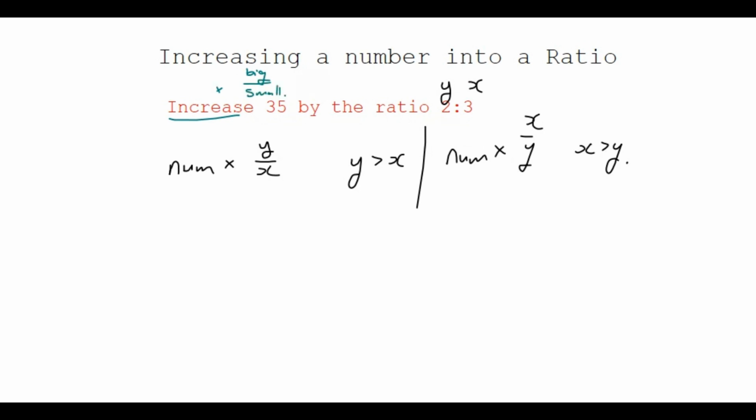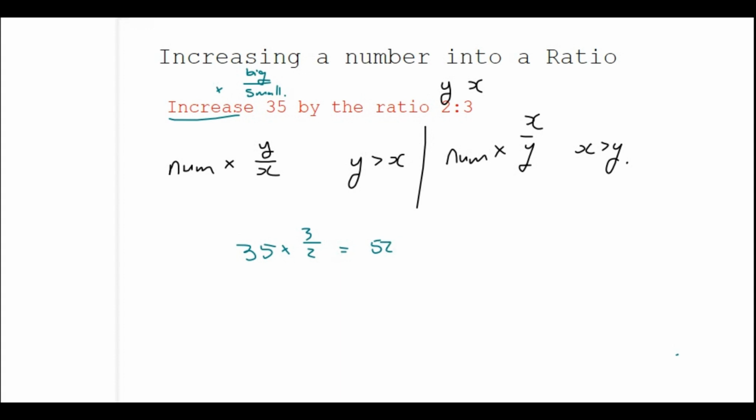That's all it means. So what that tells us is 35 times 3 over 2, which would give us, with the help of a calculator, 52.5. And that's okay. You can get a decimal as 52.5 because we're increasing 35 by a ratio 2 to 3, which is actually 3 over 2, because why? They used the word increase.